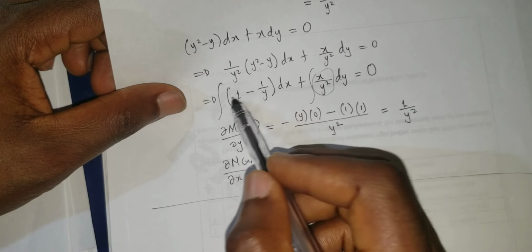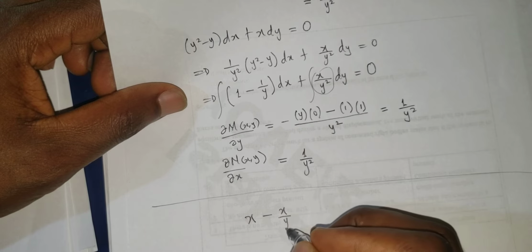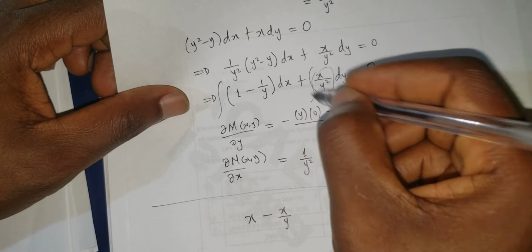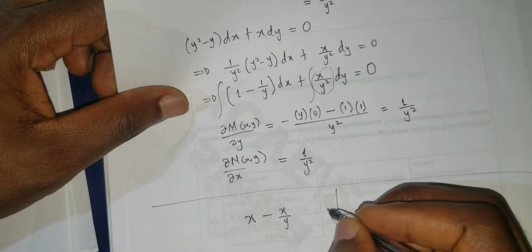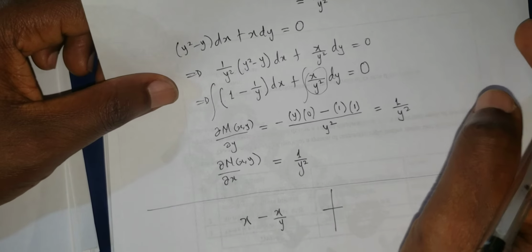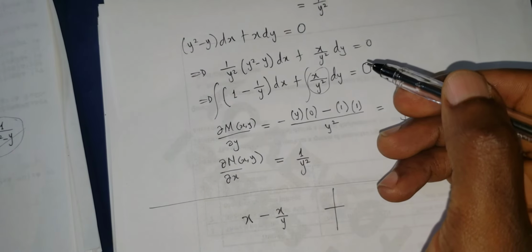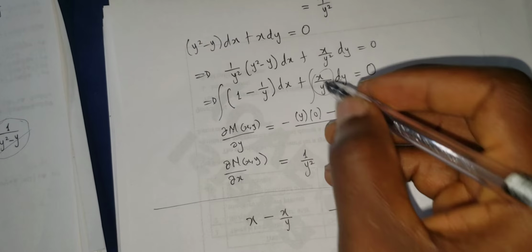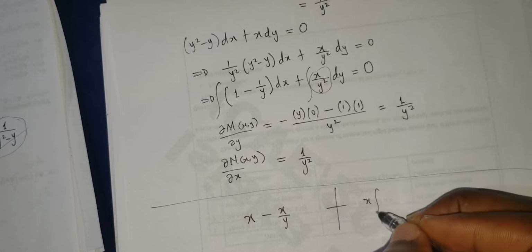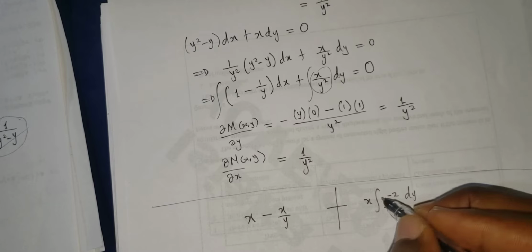So integral of this with respect to x is going to be x minus x over y. Okay, hope you got that. These are constants, so they just carry x like that. And then the integral of this with respect to y, so that will be integral of x over y squared with respect to y. So that will be x multiplied by the integral of y to the power minus 2 dy. So that will be this part.